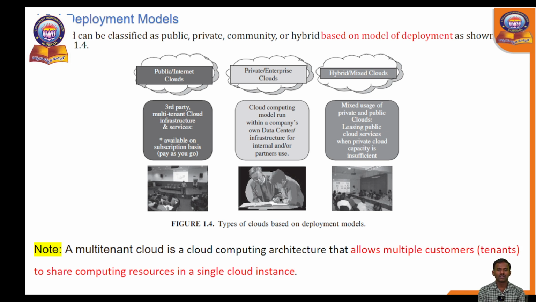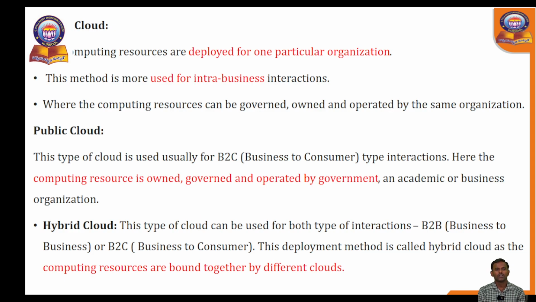Here we may consider one important point: multi-tenant architecture. So what is multi-tenant? Multi-tenant is an architecture that allows multiple customers to share computing resources in a single cloud instance. In order to share their resources on a single cloud, we call it a multi-tenant architecture cloud. So what are public cloud, private cloud, and hybrid cloud? We'll see in detail.